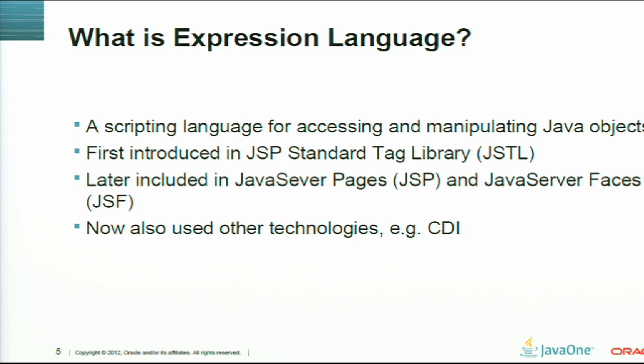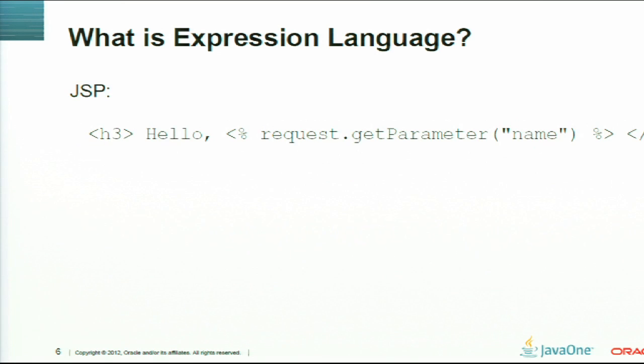Just to give you a simple example, if you want to print out the value of a parameter in a JSP page, you could write a Java scriptlet for it. You get the request object, you call the getParameter, passing the argument name, and then you print it out. On the other hand, if you use EL, you don't need to write a Java scriptlet at all.